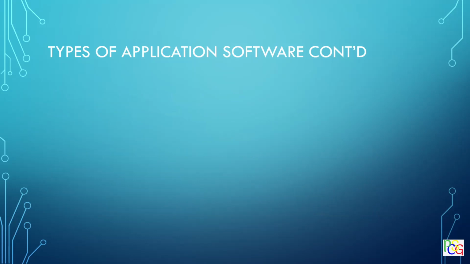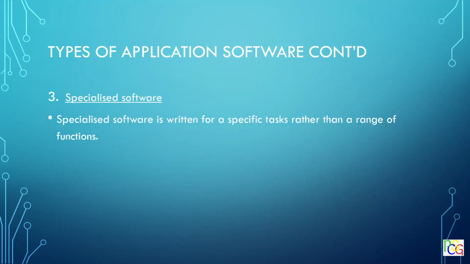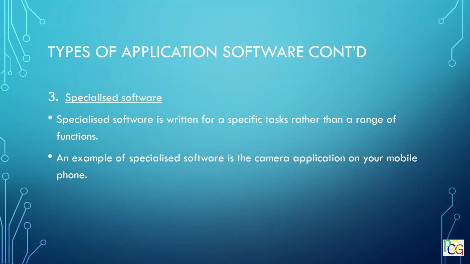Okay. Well, let's move on now to specialized software. Specialized software is written for a specific task rather than a range of functions. So an example of specialized software would be the camera application on your mobile phone. Your camera app can't send emails or write notes. Your camera app is simply to capture pictures and videos. Okay? So that would be a specialized software.